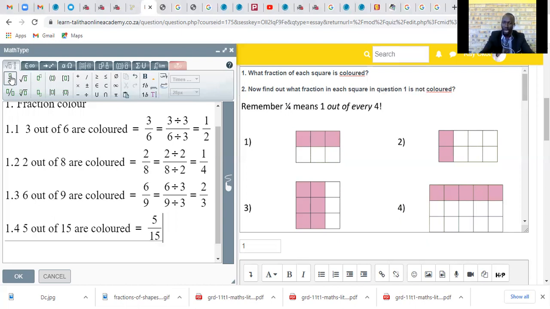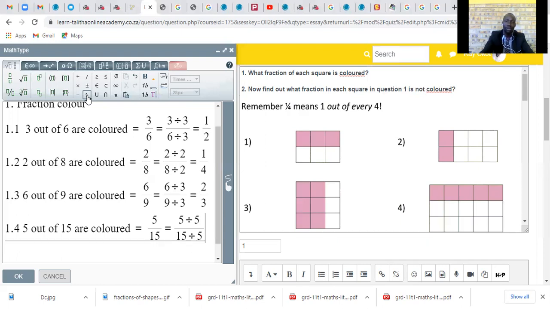And so is there a way we can write this in a much simpler way? Well, there is. And what is that? We have to write this 5 out of 15. We look for a number which can divide 5 and also 15. Now notice that we can divide 5 by 5 and also 15 by 5. And so when we divide 5 by 5 and 15 by 5, we get a much more reduced form of 5 out of 15.